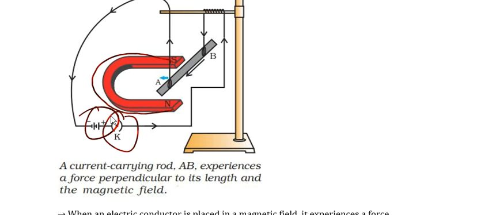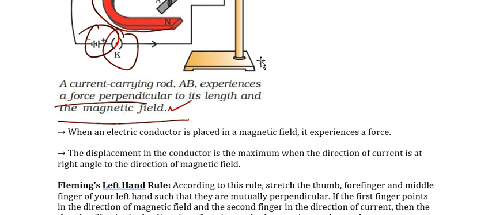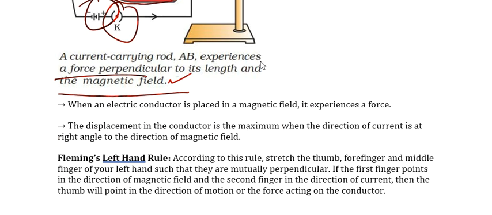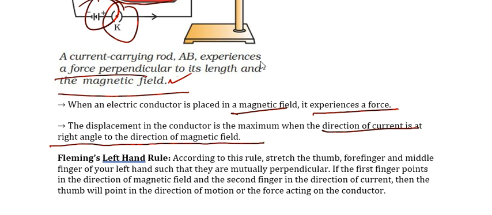What is this? A current carrying rod. AB experiences a force perpendicular to its length and the magnetic field. This picture shows that. When an electric conductor is placed in the magnetic field, it experiences a force. The displacement in the conductor is the maximum when the direction of current is at right angle to the direction of magnetic field.